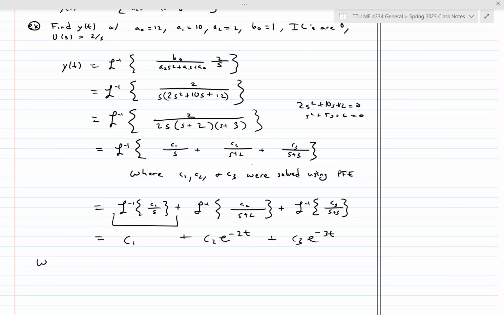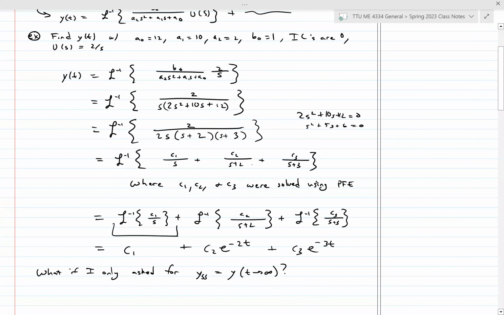Now, what if I only asked for y steady state, or y at t approaching infinity? All the way back up here at the top, we could go through and solve this entire equation and then plug in the limit of t approaching infinity. But there'd be a faster way where we wouldn't have to go through all these steps if we just want the steady state value. What is that faster way?